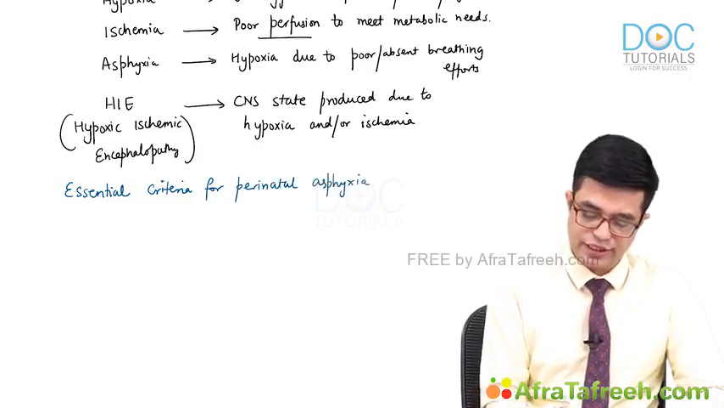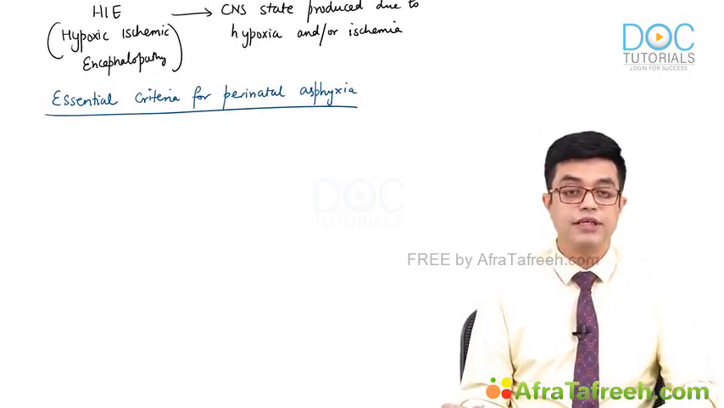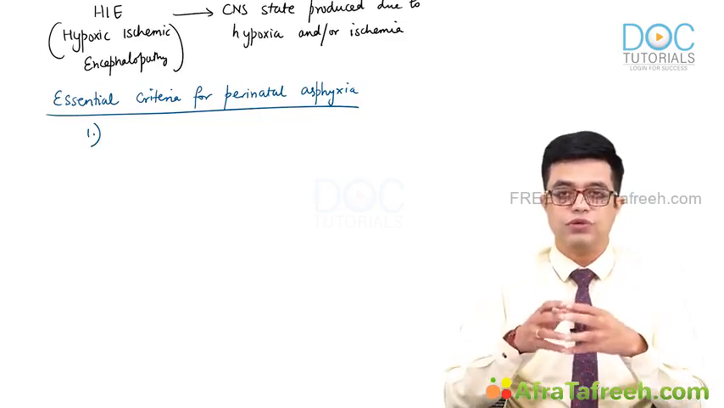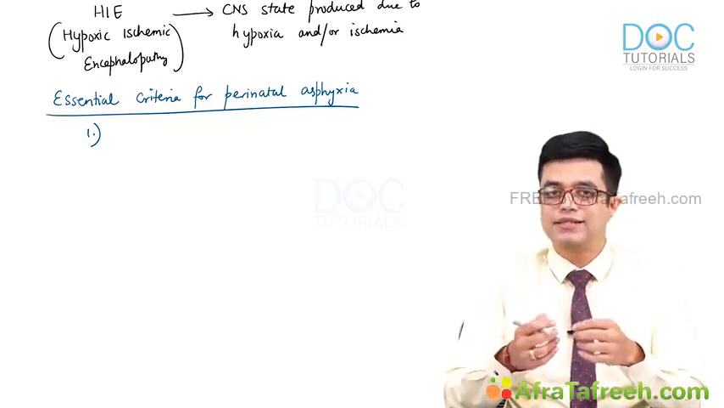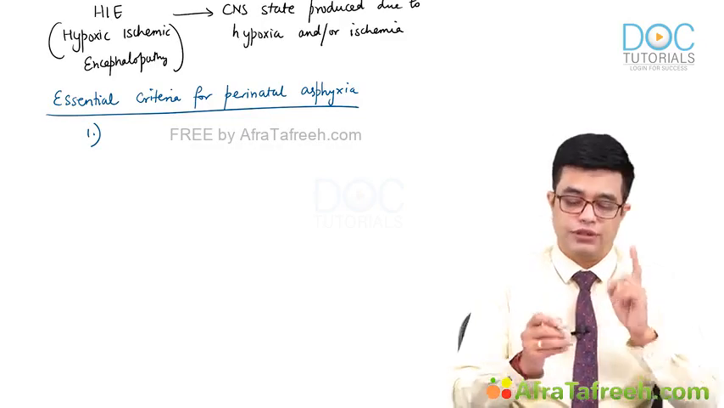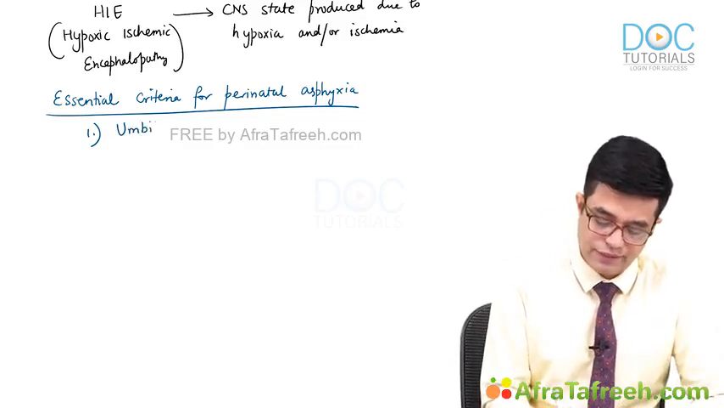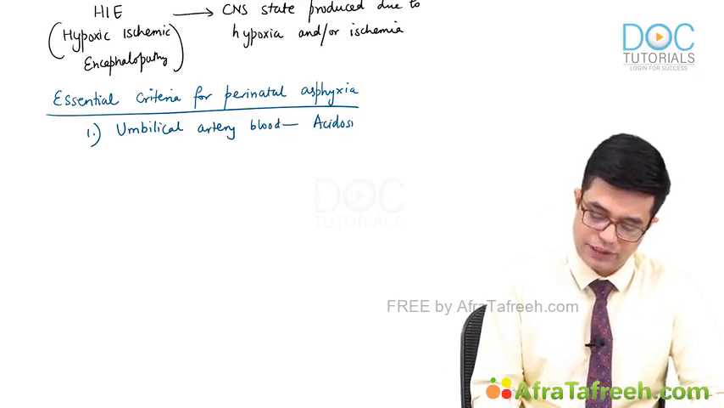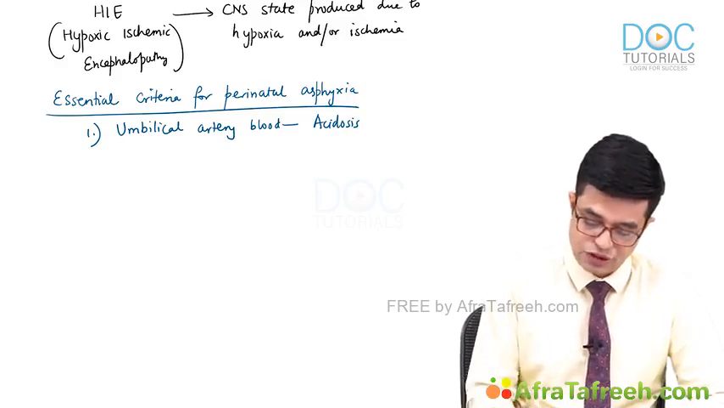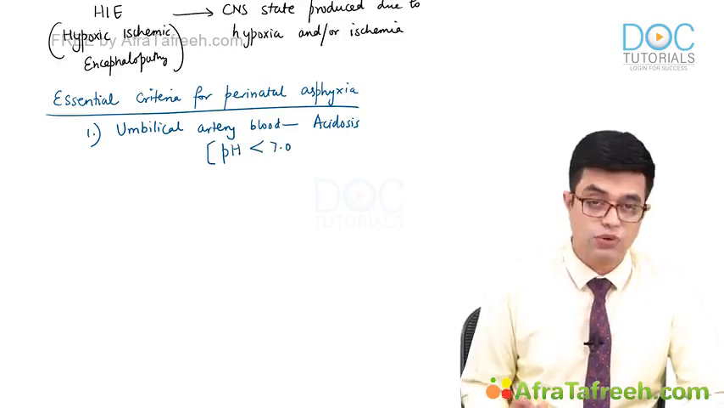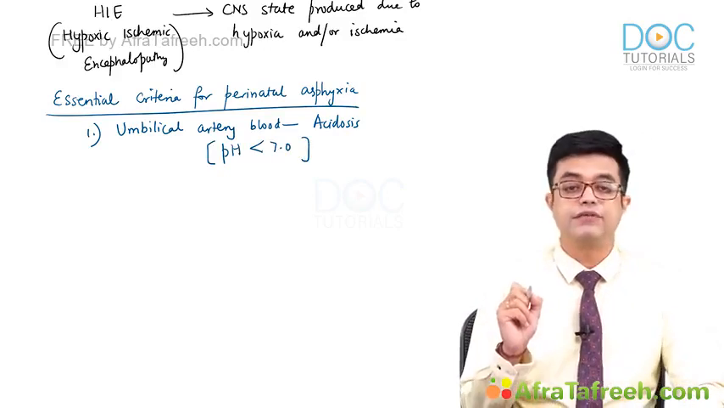There are 4 essential criteria which must be present for asphyxia to happen. The first criteria says, whenever a child is born, you take out umbilical artery blood and send it for ABG analysis. If it shows acidosis, that is one of the criteria positive. What is the objective criteria in this? The pH of this umbilical artery blood should be less than 7.0. That is the first criteria.